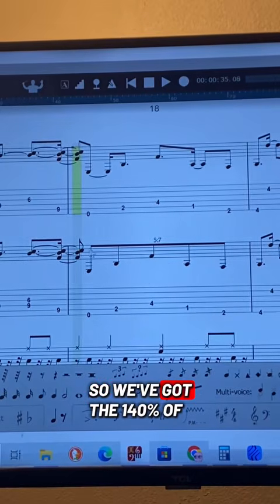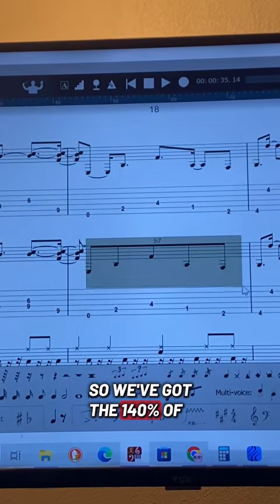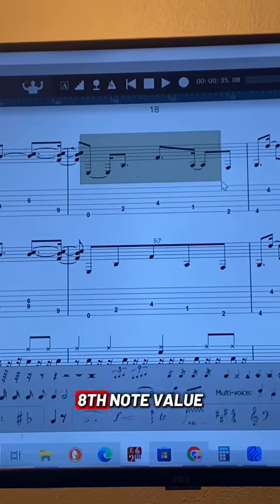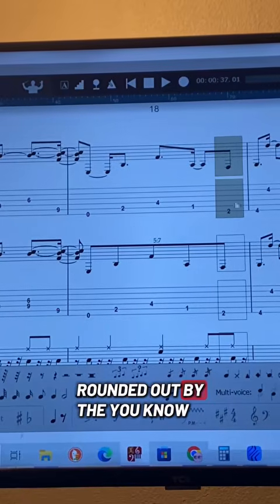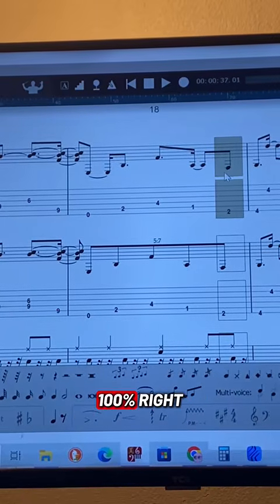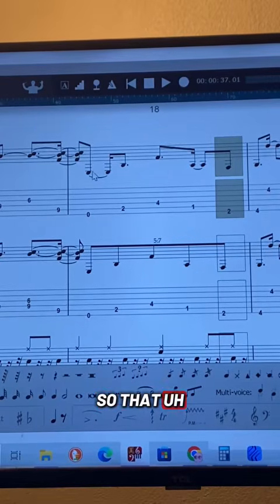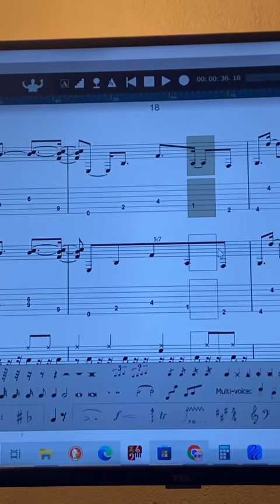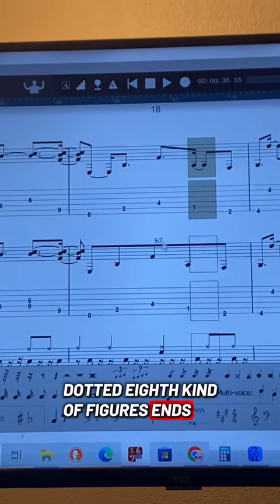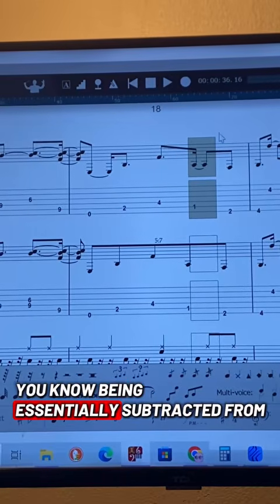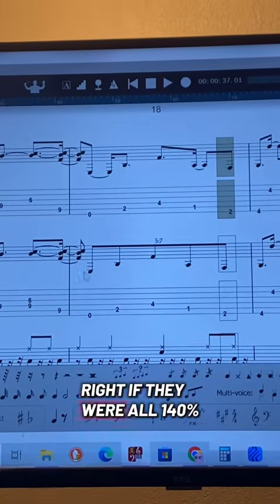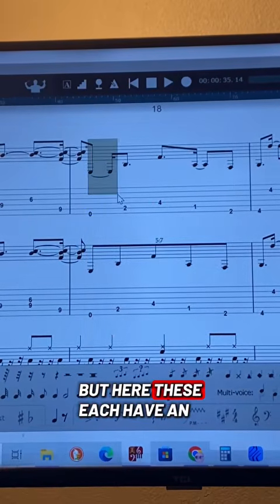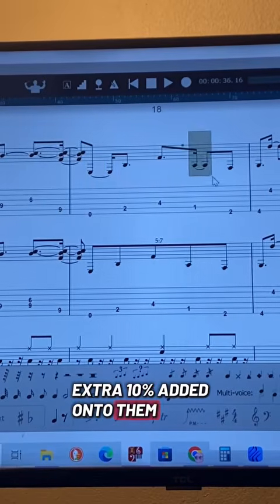So we've got the 140% of the eighth note value versus the 150% of the eighth note value, rounded out by the 100%, right? So that 10% for each of these dotted eighth figures ends up being essentially subtracted from this last one. If they were all 140%, it'd be evenly distributed, but here these each have an extra 10% added onto them.